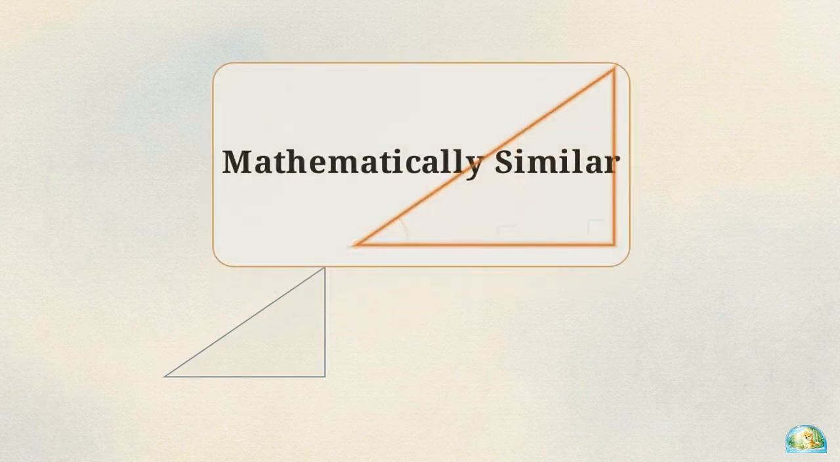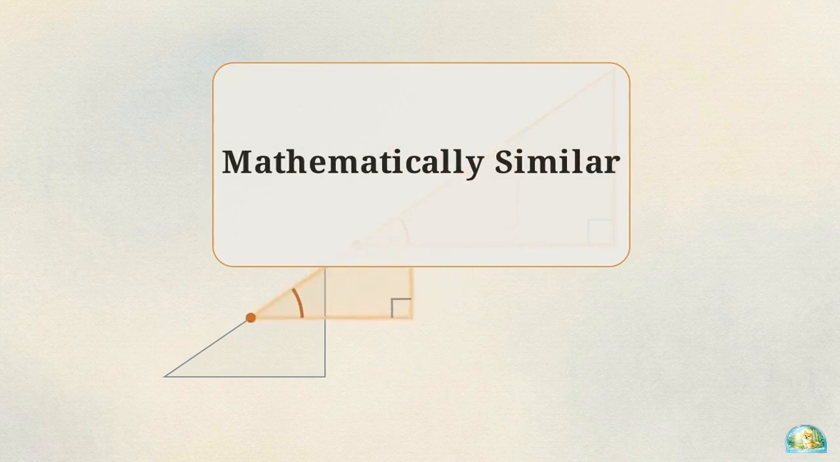Look closely at where Slate begins both climbs. The corner angle at her hooves is exactly the same in the small triangle as it is in the large one. Because they share that identical corner angle, these two right triangles are mathematically similar. They are the exact same shape, just scaled to different sizes.